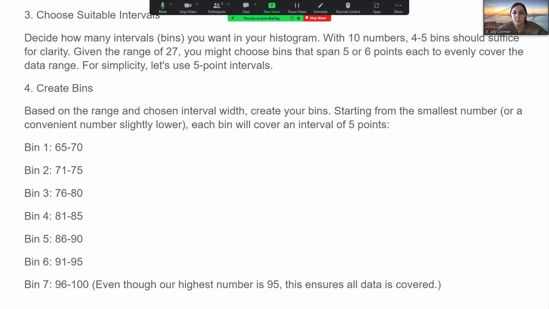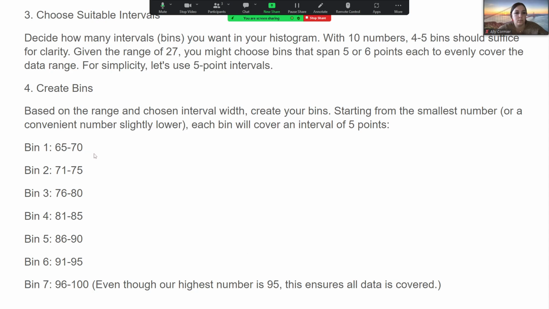Since we only have about 10 numbers, 4 to 5 bins should be enough. And given the range of 27, we're only going to use 5, right? This isn't going to be a huge histogram. We're going to go by 5-point intervals, and we're going to have 7 bins, which will make a little bit more sense once we break it down like this.